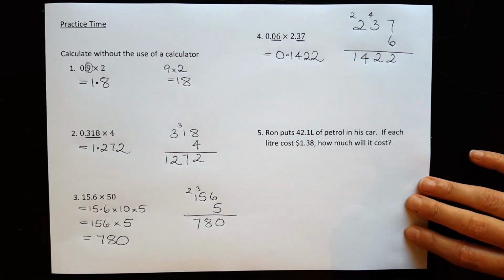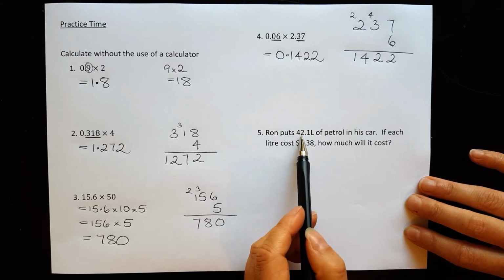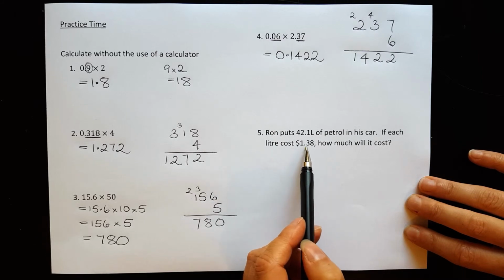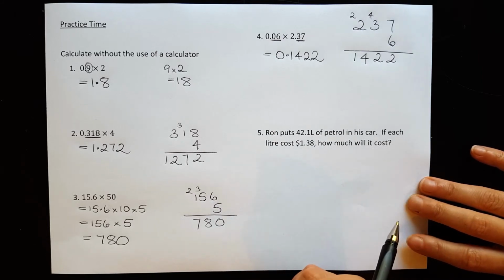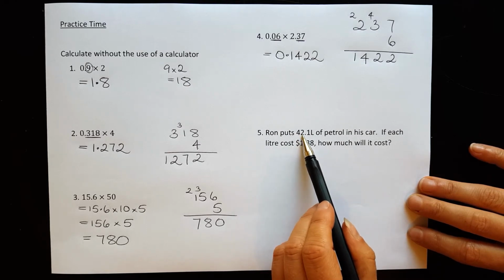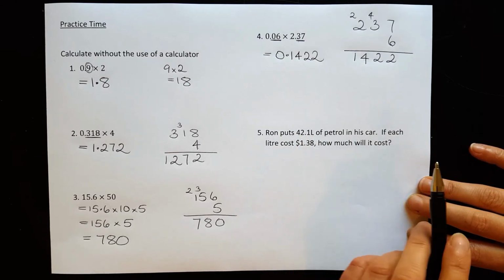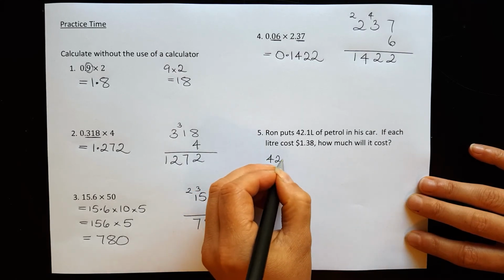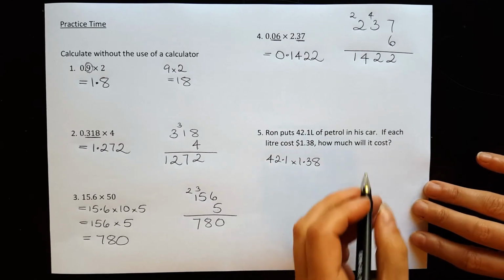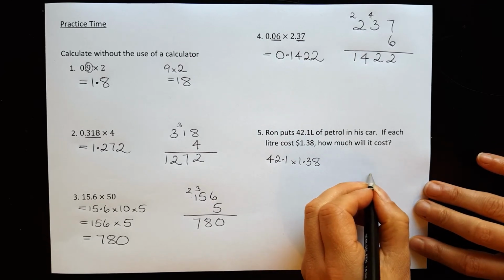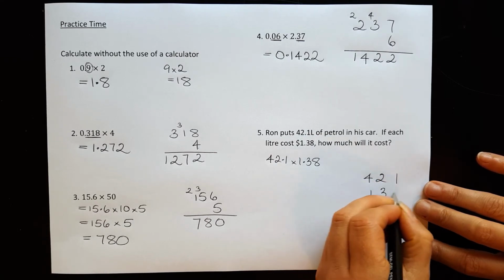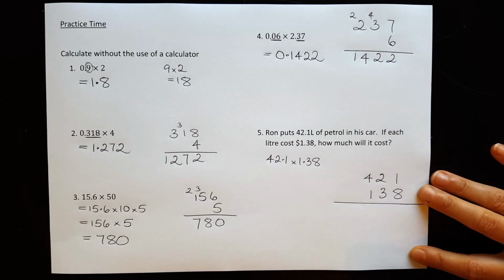And the last question, number 5. Ron puts 42.1 litres of petrol in his car. If each litre costs $1.38, how much will it cost? We need to multiply 42.1 by 1.38. Okay, to do that, we're going to ignore the decimal places and we're going to do 421 times 138. So it's a big 3-digit multiplication.